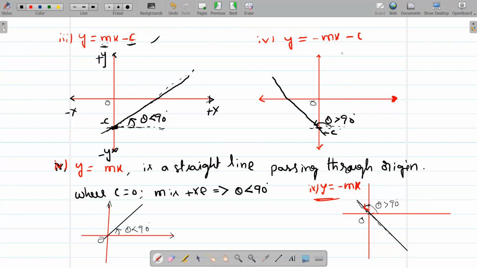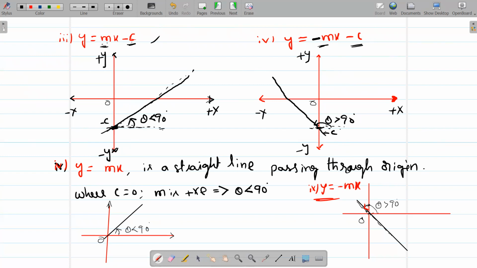Next possible representation of the straight line equation, let us try to see: y is equal to minus mx minus c. That means in place of c we have minus c, so the y-intercept should be on the negative y-axis. Say this is the positive y-axis, this is the negative y-axis, this is the positive x-axis, and this is the negative x-axis. Let us mark a point on the negative y-axis as minus c. And here m is also negative, that means the slope should be negative. For a negative slope, theta, the angle between the positive x-axis and the line, should be greater than 90.